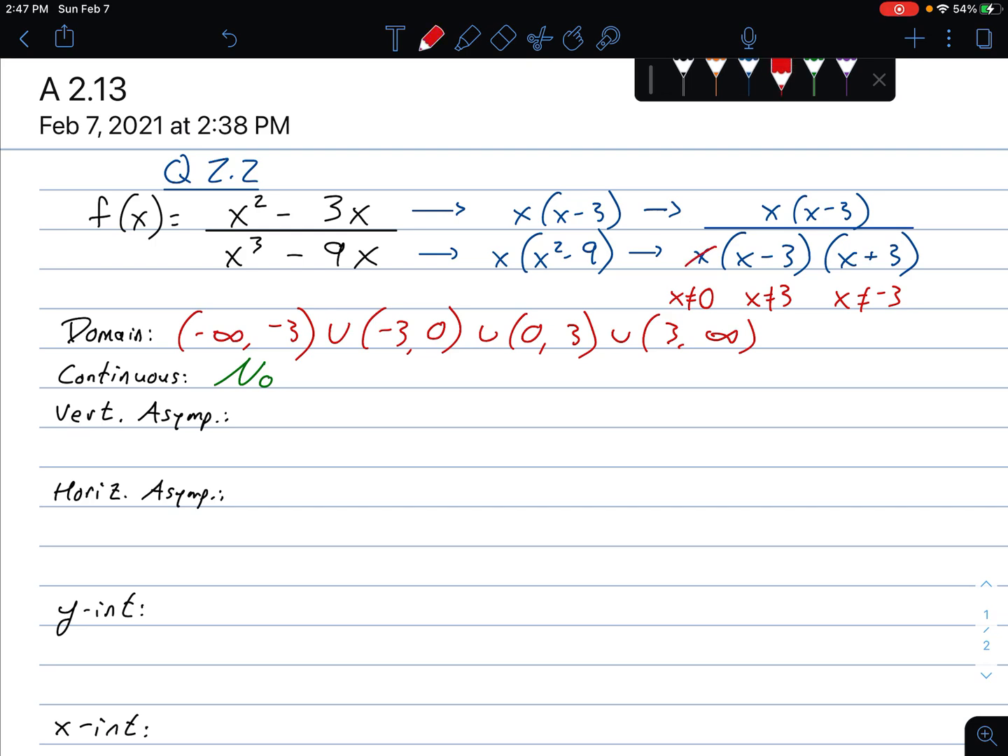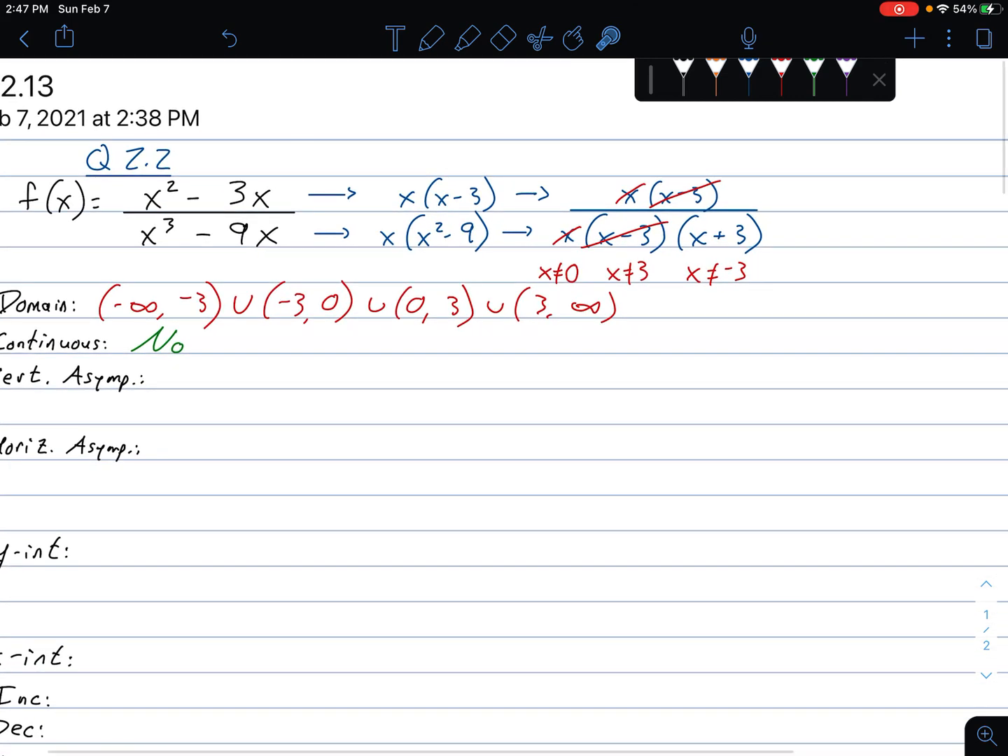I can cancel out my x and my x minus 3. I can cancel out 2 of my 3 factors on the bottom and both factors on top. So this would reduce to just a simple 1 over x plus 3. And this is my reduced form.